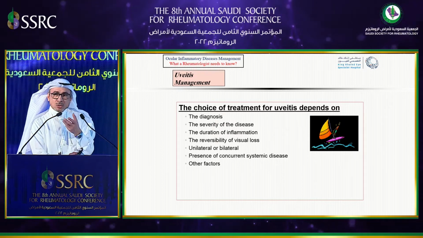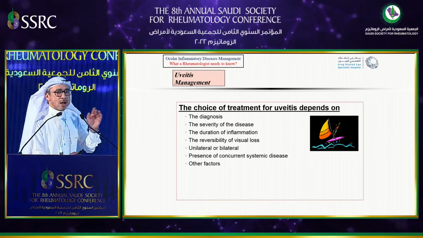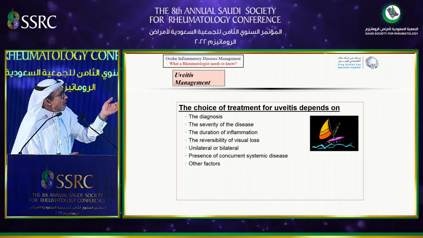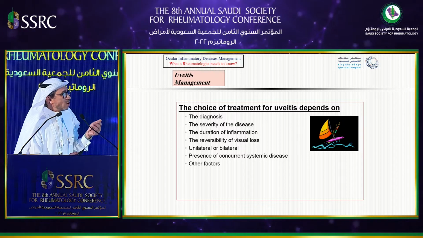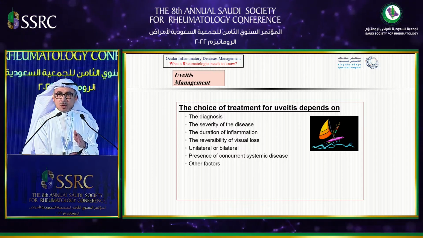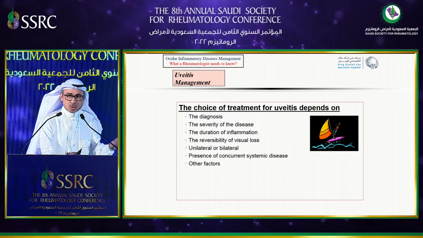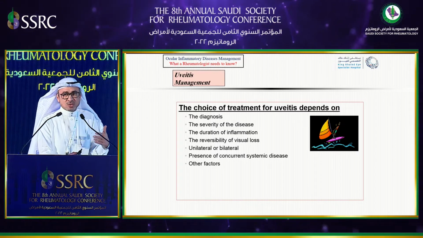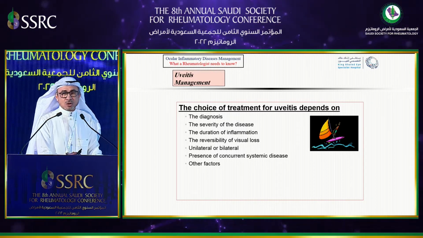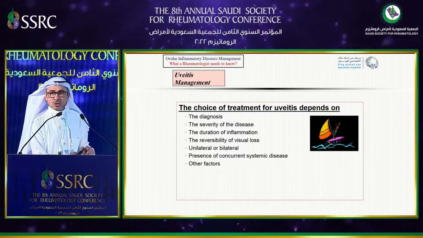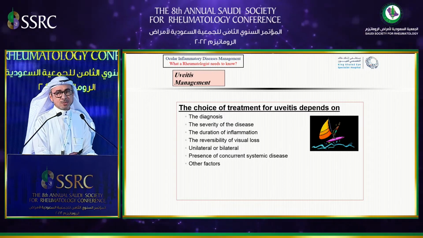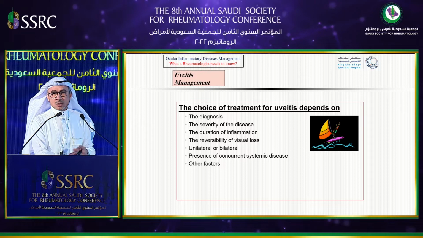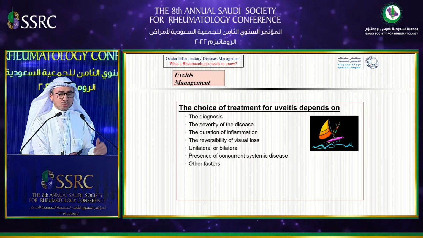Then, how to choose your treatment? Usually you start with the diagnosis: is it anterior, intermediate, or posterior? Then you have to assess the severity of the intraocular inflammation, and then the duration, whether you are dealing with acute or chronic intraocular inflammation. Then look at whether it is a reversible disease, or whether the damage is already there and cannot be reversed. Then is it unilateral or bilateral disease? Because this is important. When you are dealing with unilateral disease, you might use only topical or local medication, while with bilateral disease you might have to use more than that.